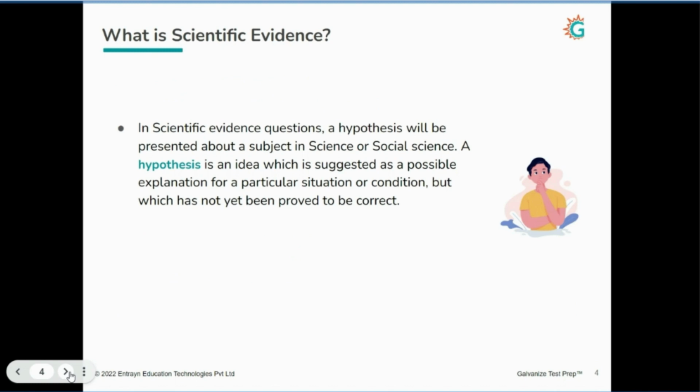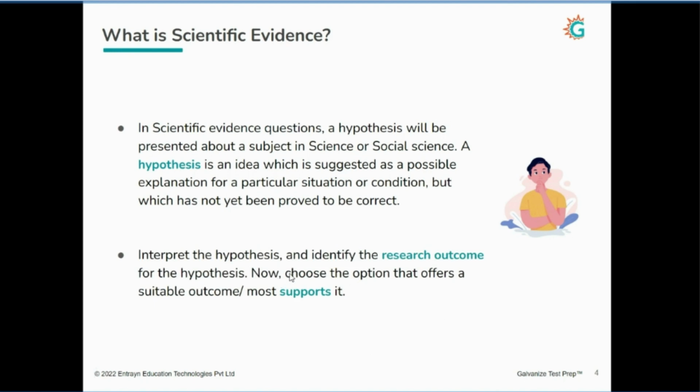Now, in scientific evidence questions, you will be given a hypothesis. So, what is a hypothesis? It's a supposition or something that you start with. It's a possible explanation, but it has not yet been proved to be correct. And then you can be asked to identify the research outcome for it based on the evidence and other things that are given to you. Even for quantitative data, you can be given such questions. You have the hypothesis, you have a chart or something given. You have to find out the correct research outcome, right? That most aligns with the hypothesis.